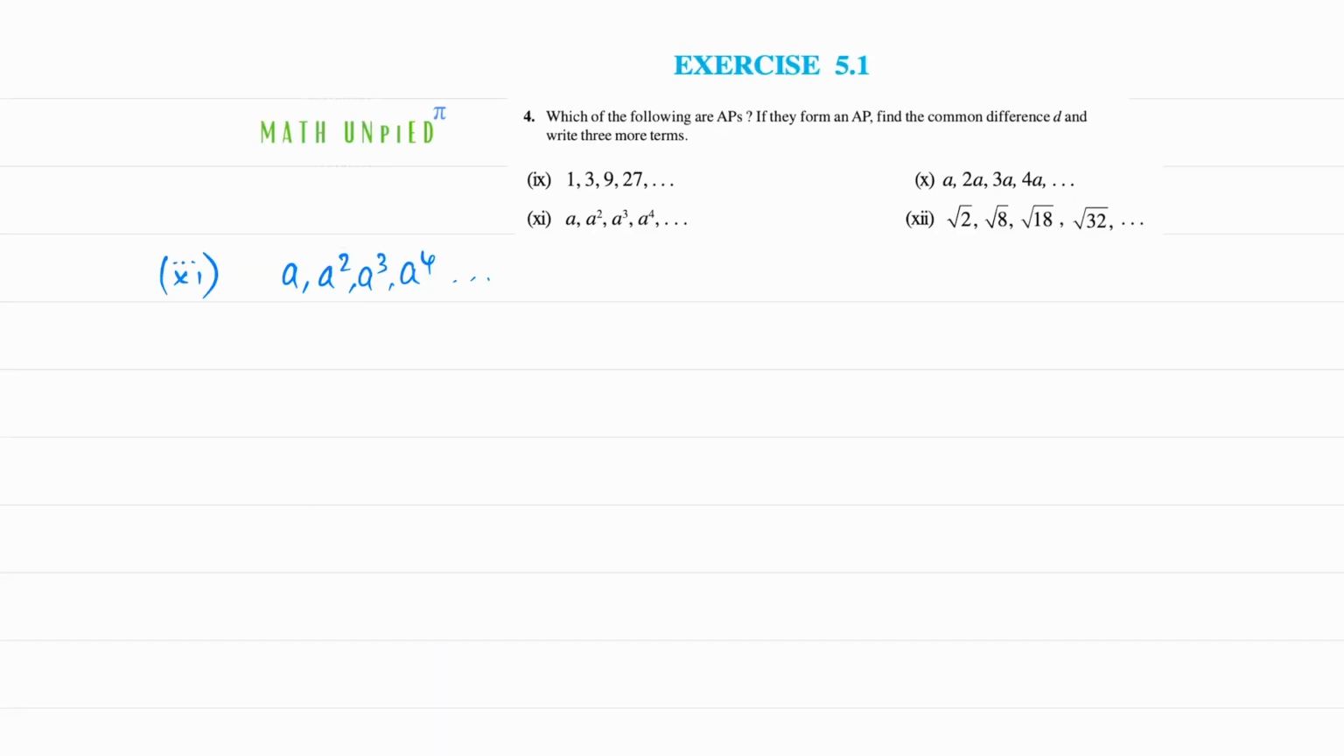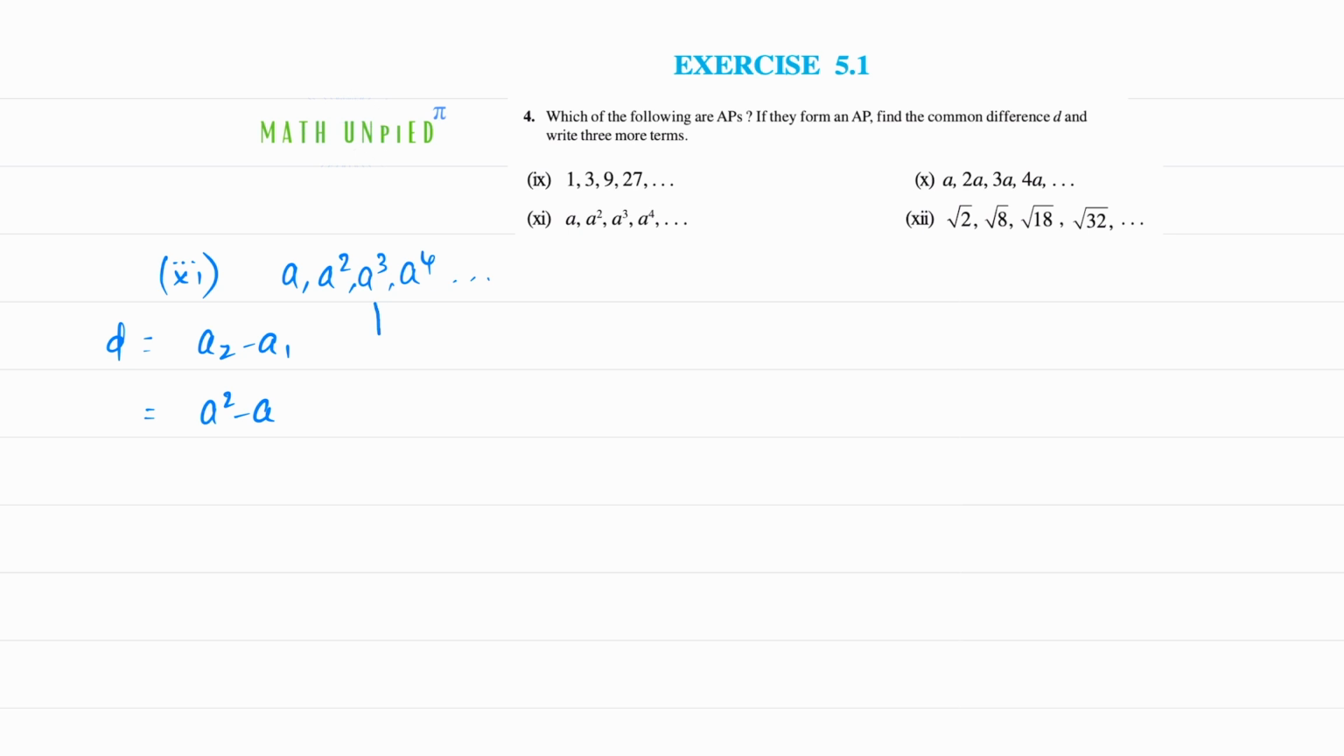Now let's do subdivision 11. The series goes like this: A squared, A cubed, A power 4 and so on. So let's find the difference for the first two terms. D equals A2 minus A1, which is equal to A squared minus A.